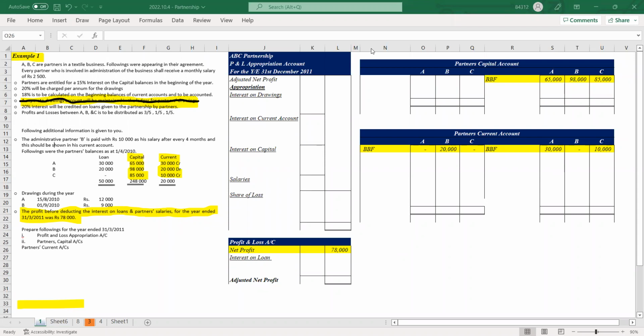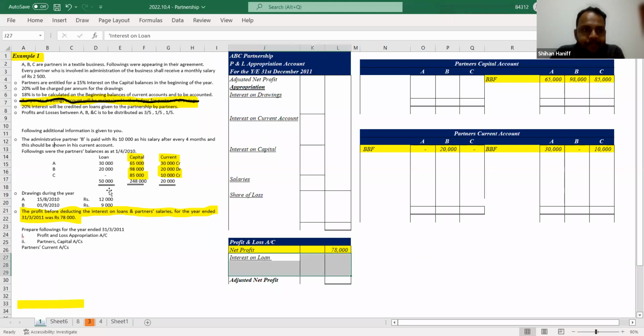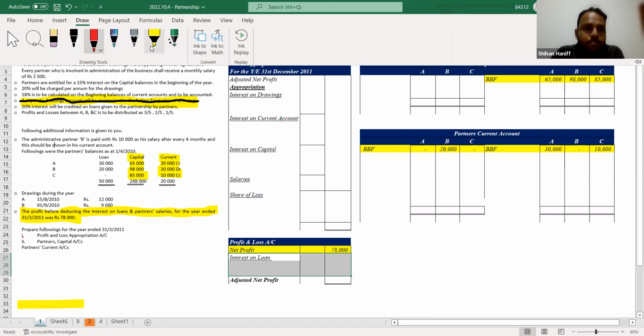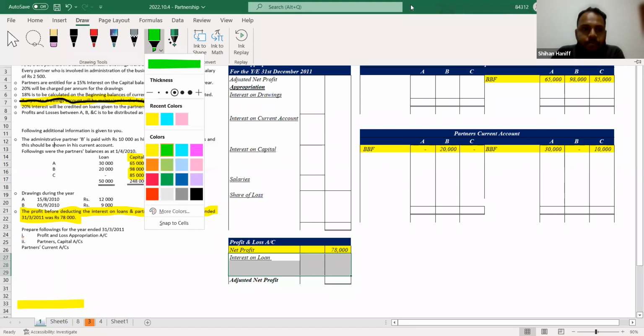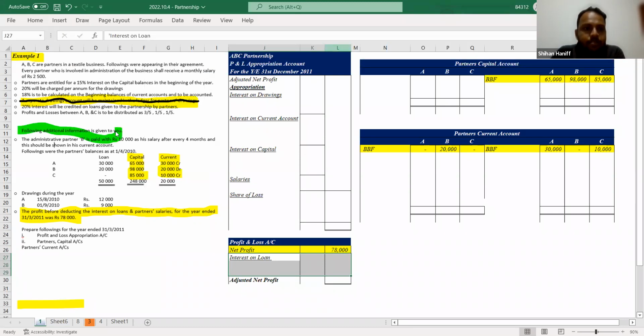Okay. Now let's do the remaining part. The following, we can start with additional information. The following additional information is given to you. The administrative partner B is paid 10,000 as his salary after every 4 months. And this should be shown in his current account.